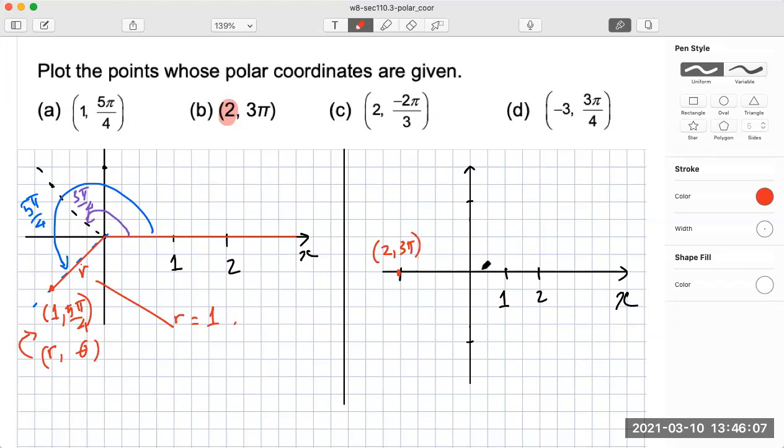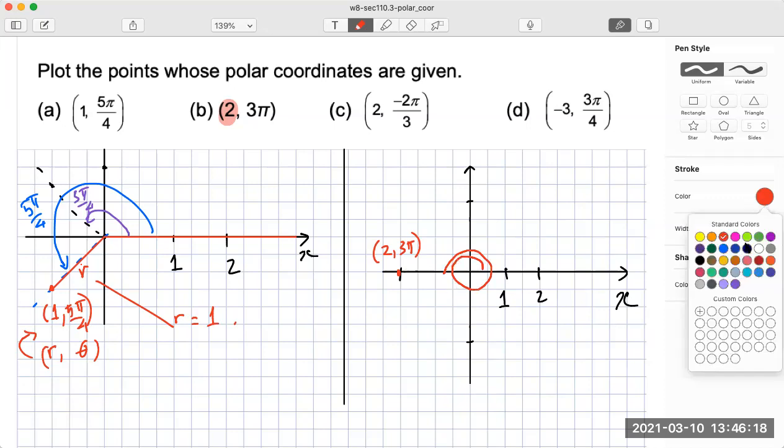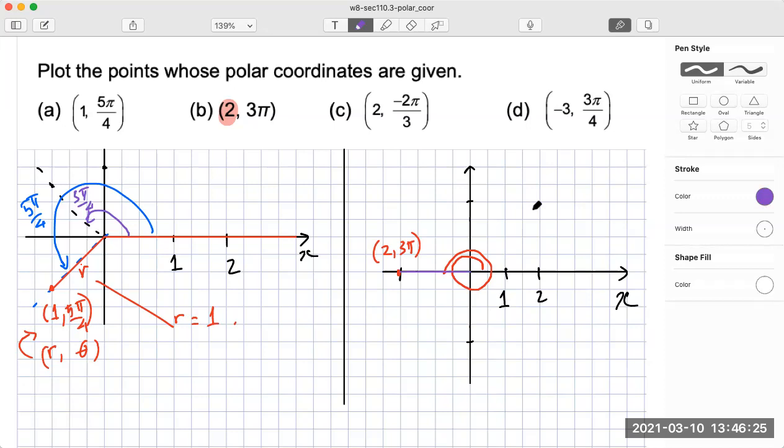So you can imagine that the angle will go from here to pi and go one more. Okay? The distance from that point to the origin is 2. Okay? How about the point in question C, 2 and negative 2 pi over 3?